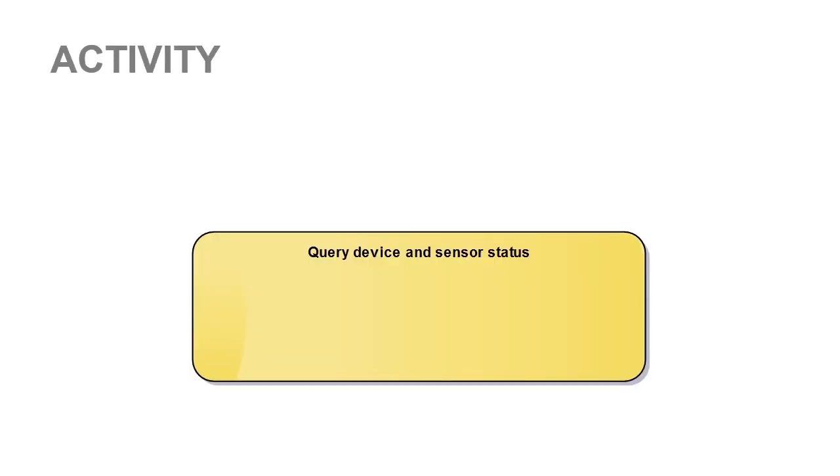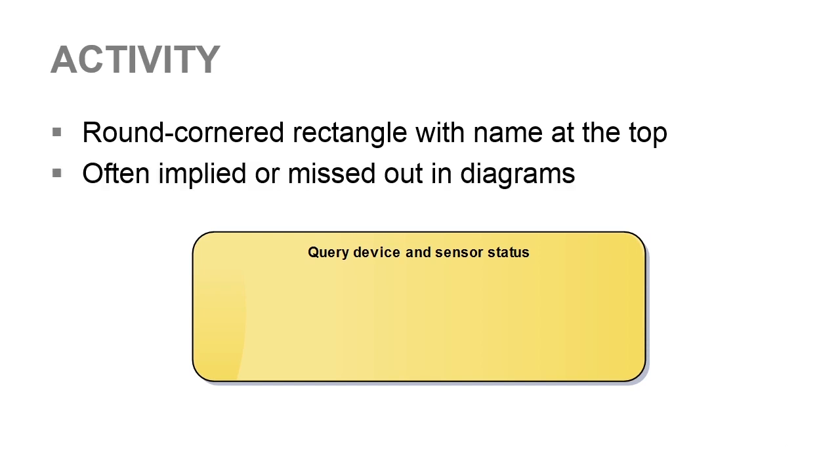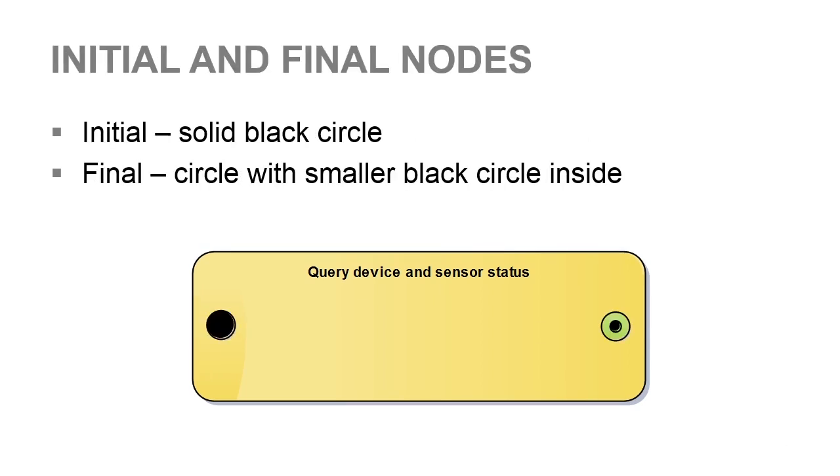An activity diagram shows one or more activities, usually one activity. The activity is shown as a round-cornered rectangle, enclosing the other elements of the diagram, with its name at the top. In a lot of cases, this enclosing activity is missed out or implied. In most cases, there will be an initial node, which shows where the activity starts, and a final node, which shows where it ends. The initial node is a small black circle, while the final node is a circle with a smaller black circle in the center. These are both types of control node.